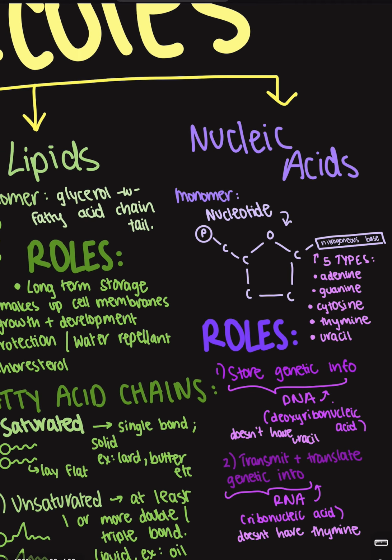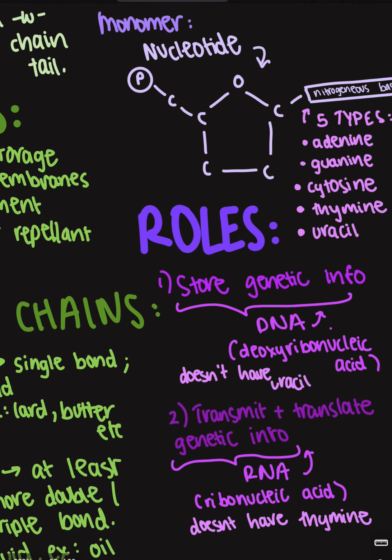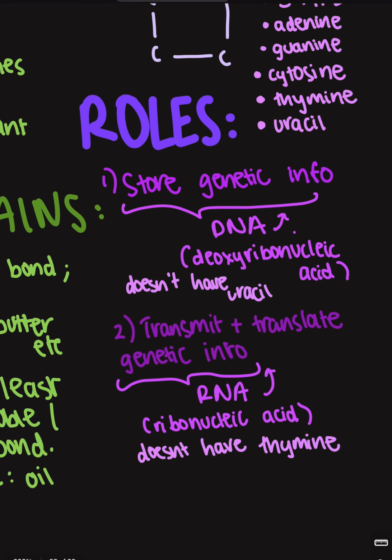What are the roles of nucleic acids? Well, one is to store genetic information, and this is in the form of DNA, or deoxyribonucleic acid. DNA stores genetic information in chromosomes and everything. If you want to know all about that, go watch my other video. And DNA does not contain uracil in the bonds of its nucleotides.